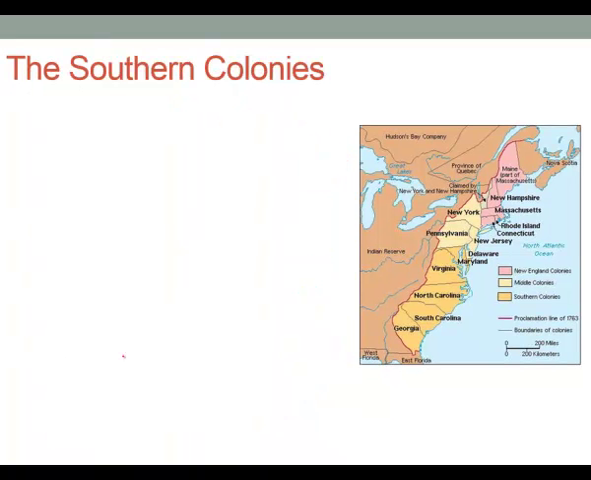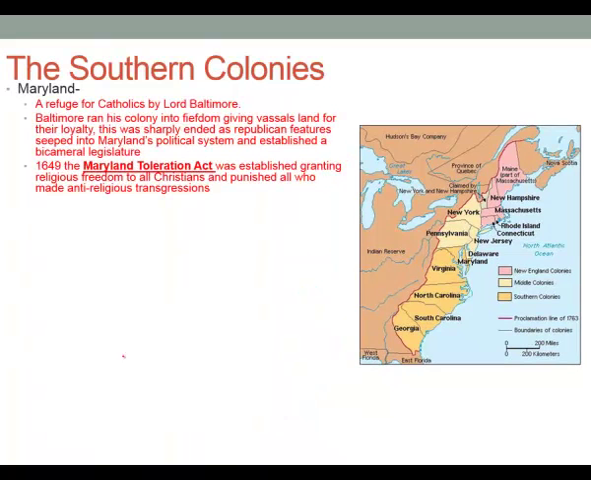Southern colonies. Maryland, Refuge for Catholics by Lord Baltimore. Religious or economic? Religious. Religious instantly. Okay? Now this is an iconic one. This is one that I would use to compare and contrast the settlement of this colony of religious nature maybe to that of Penn's Woods. They're both settled for the same, or Pennsylvania, excuse me. They're both settled for the same reason as far as religious freedom, but one is Catholic, the other is Quaker and primarily freedom of religion.